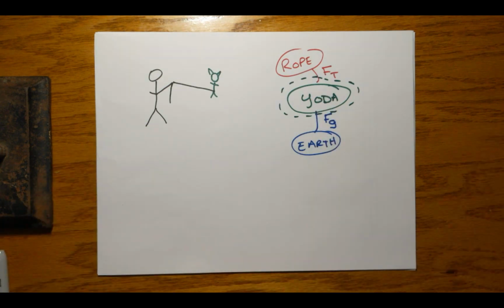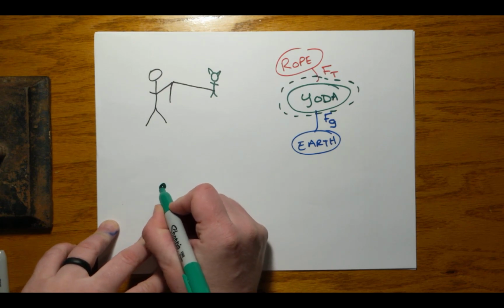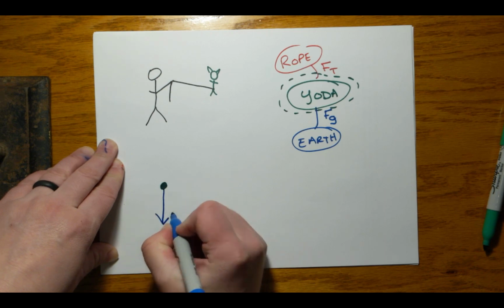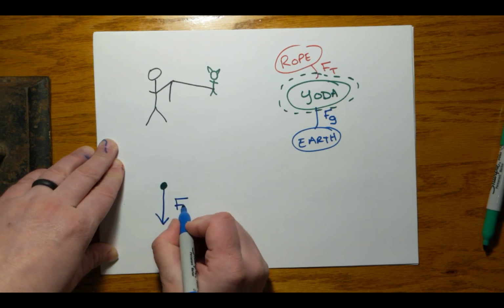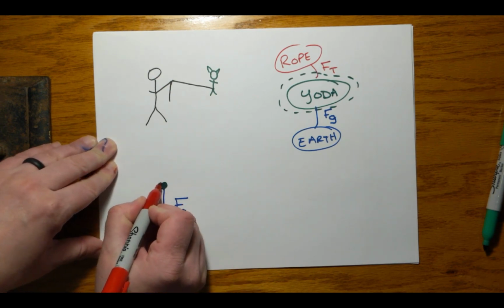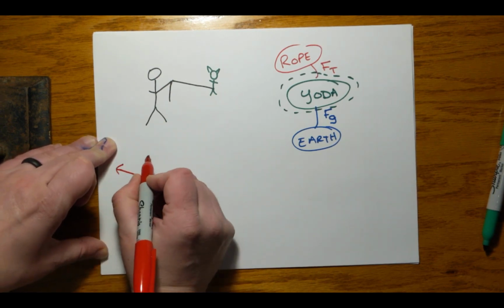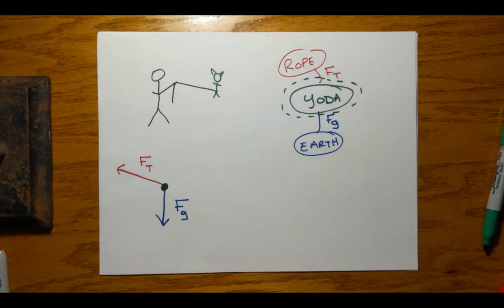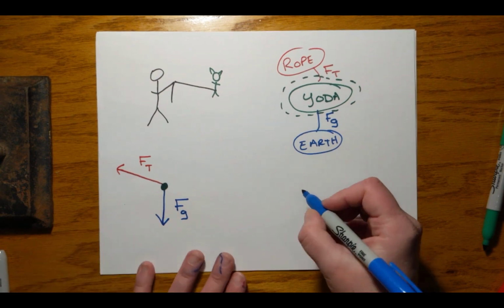So now that I know what those forces are, I'm going to draw myself a free body diagram. So I've got the force of gravity going downward, and then that tension force goes along that rope. Now you'll notice I drew it at a bit of an angle. That's because I know Yoda's not accelerating up or down, and so those up and down forces have to be balanced.